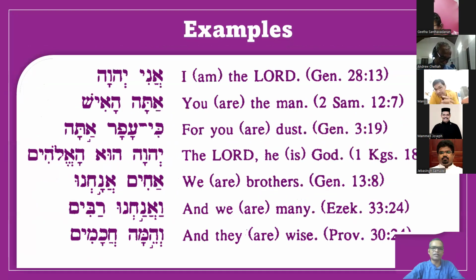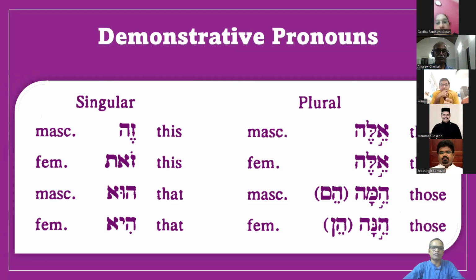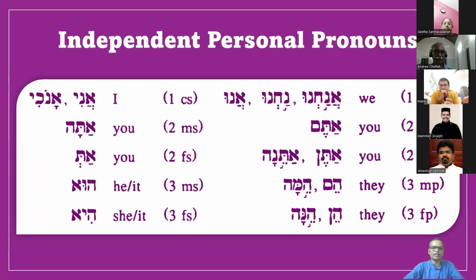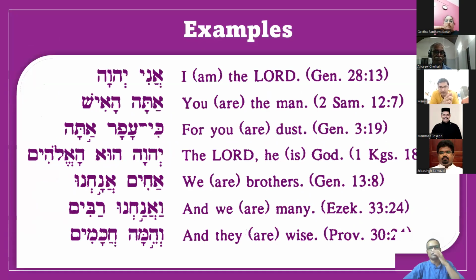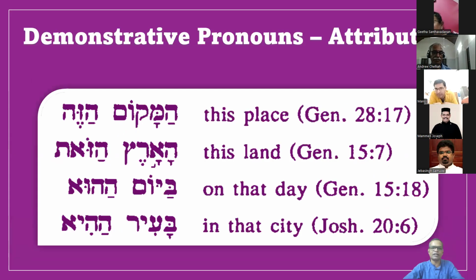In the memorization list, independent personal pronouns and demonstrative pronouns, next class, practice: Ani, Anoki, Ata, At, Hu, Hi, Anahnu, Atem, Aten, Hem, Hen. And then Ze, Zot, Elle.